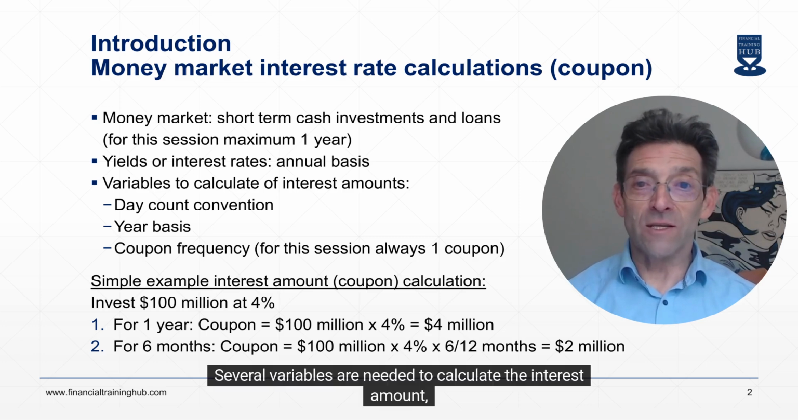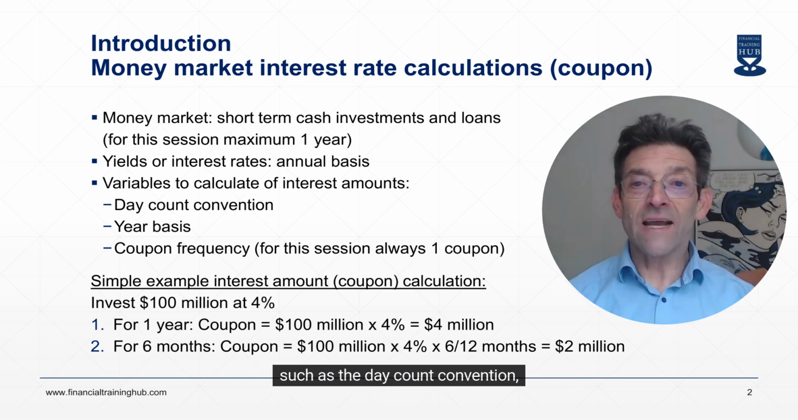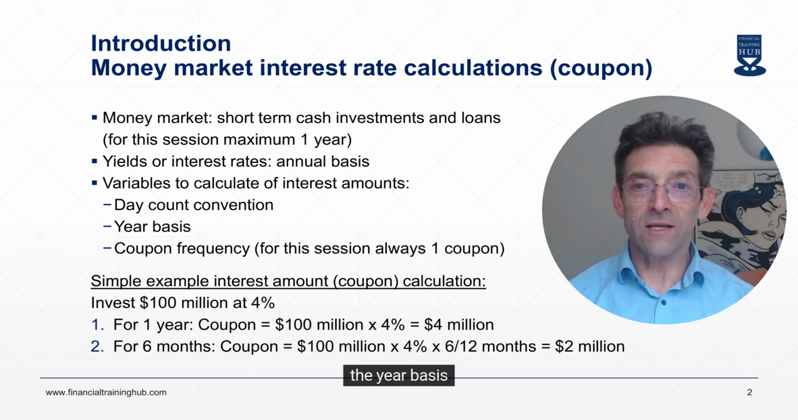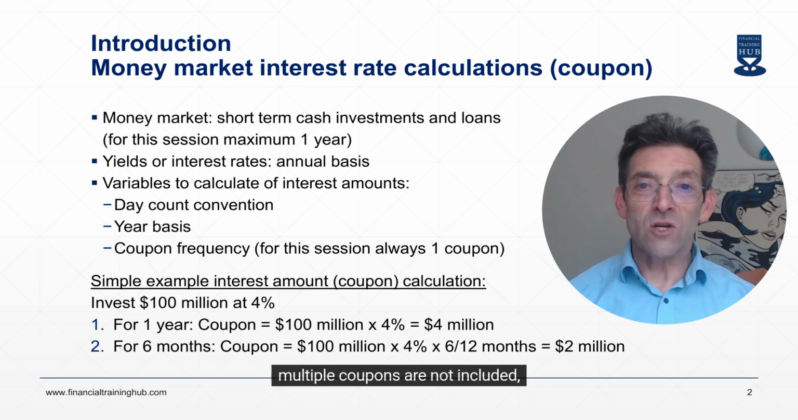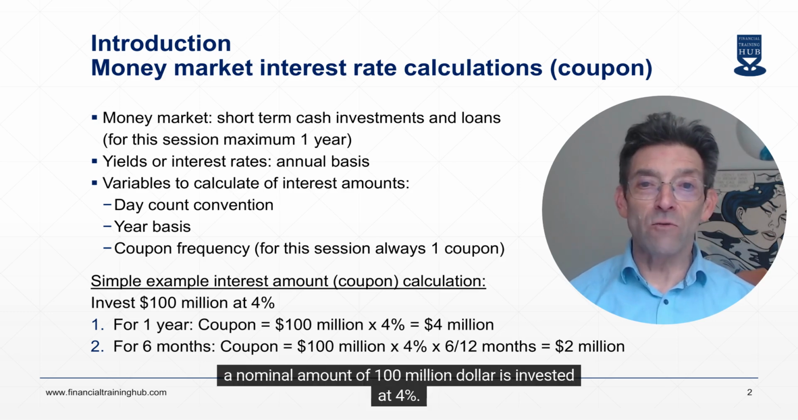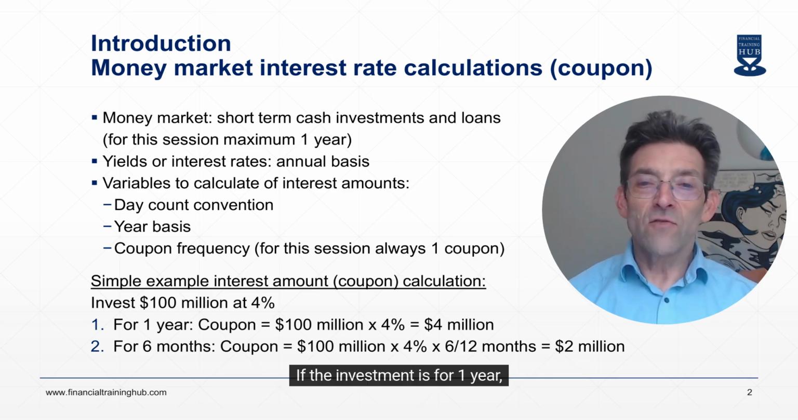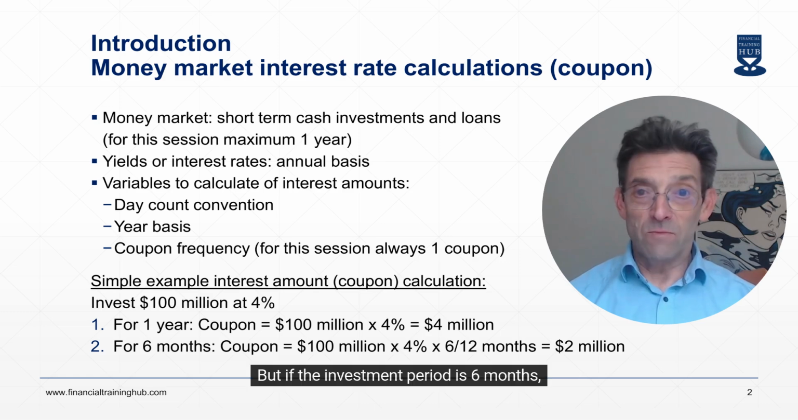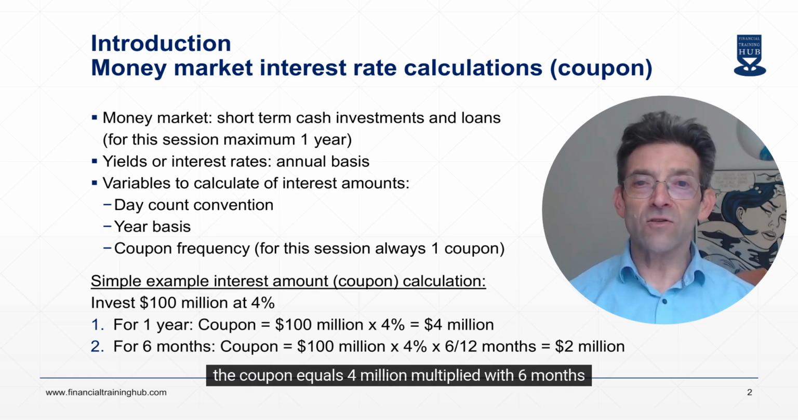Several variables are needed to calculate the interest amount, such as the day count convention, the year basis, and the coupon frequency. For this session, multiple coupons are not included, so the coupon frequency for all calculations is 1. In this simple example, a nominal amount of $100 million is invested at 4%. If the investment is for 1 year, the coupon amount equals 4 million. But if the investment period is 6 months, the coupon equals 4 million multiplied with 6 months and divided by 12 months, giving a coupon of $2 million.